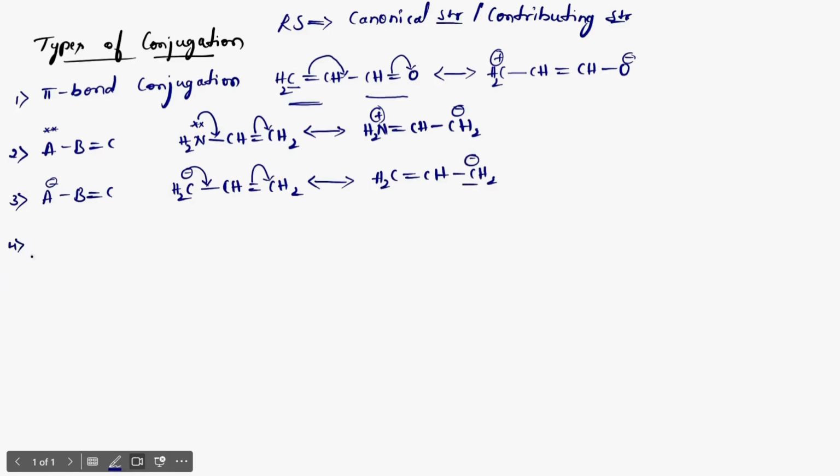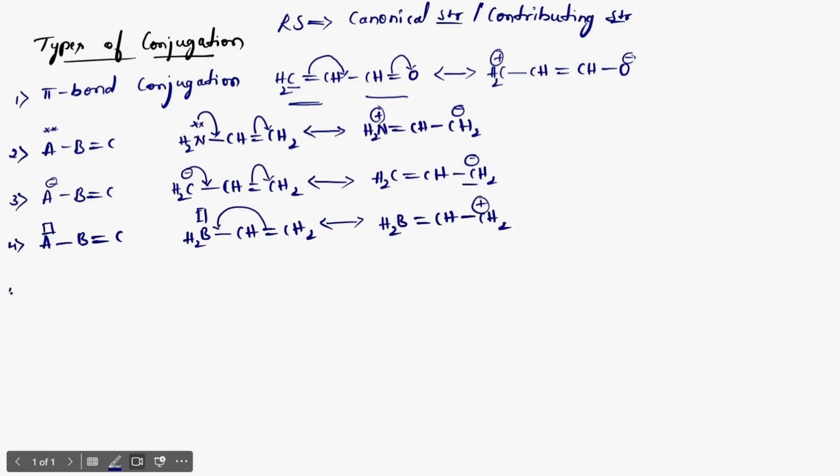Fourth type of conjugation, that is pi bond and vacant orbital conjugation. For example, H2B single bond CH double bond CH2. Here the boron will have a vacant orbital. Now this pi electron shifts here. Therefore, H2B double bond CH single bond CH2 plus.